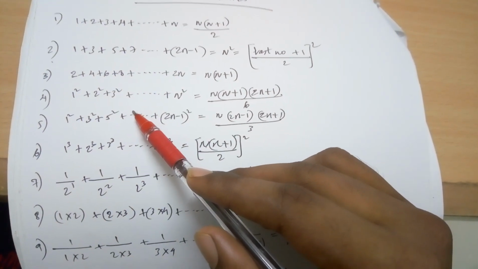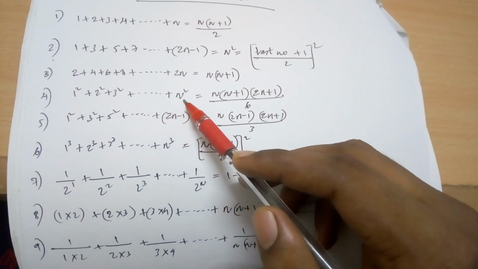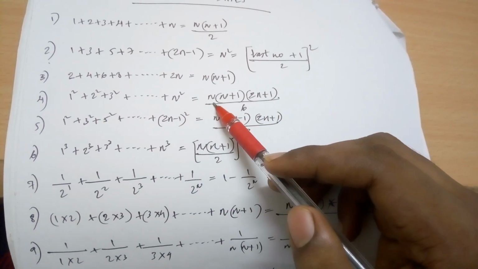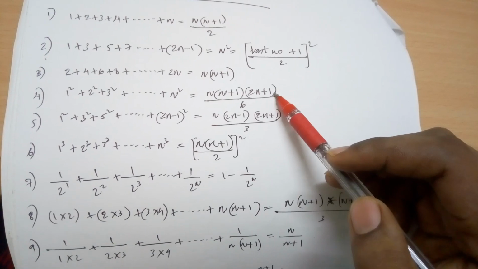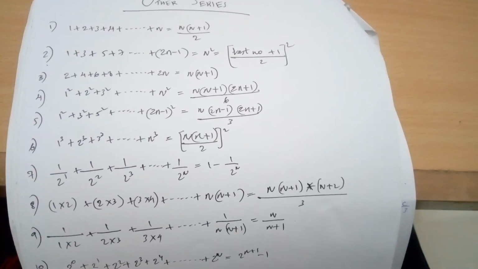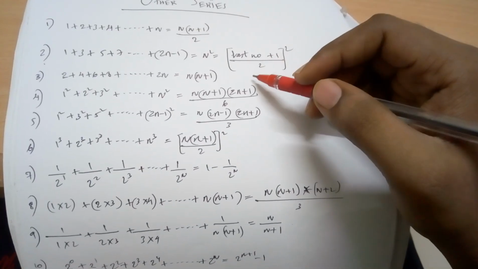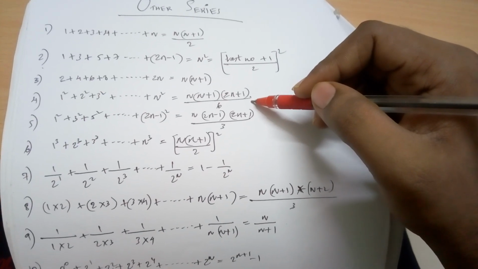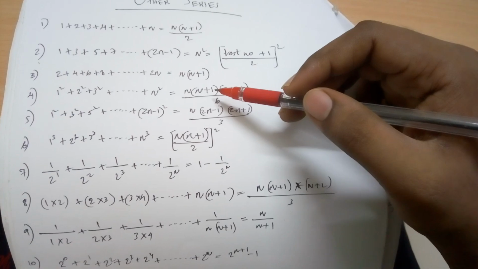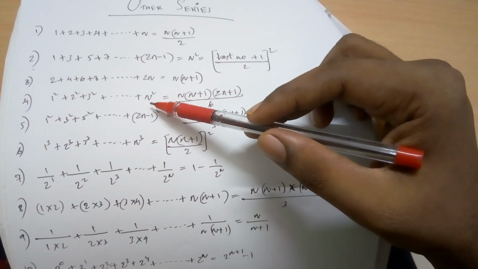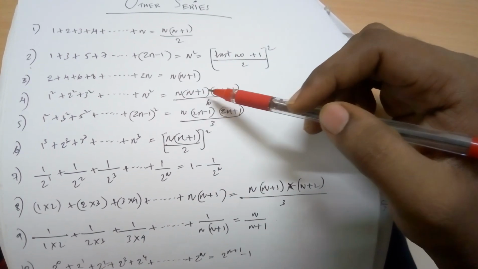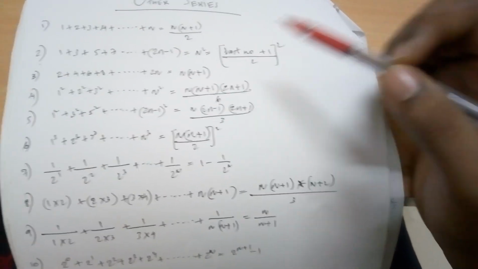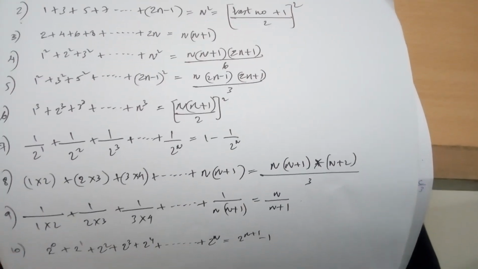Then 1 square plus 2 square plus 3 square plus etc. up to n square is equal to n into (n plus 1) into (2n plus 1) divided by 6. So this is a very important formula. You may need this in several computations for cancellation of terms. If the numbers are given as square terms, you may write this formula and cancel the terms against each other.